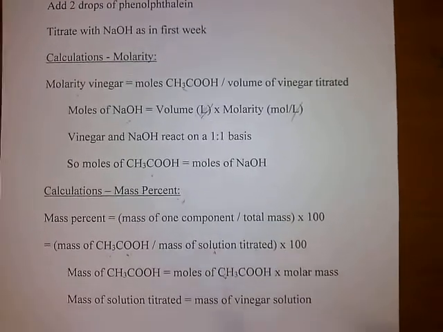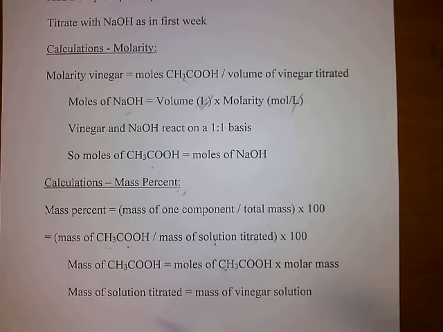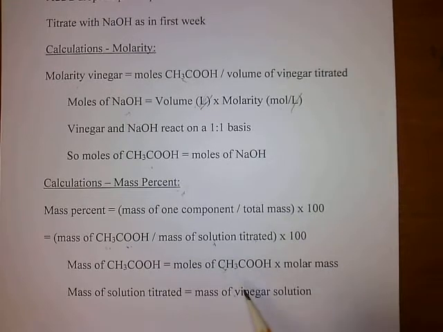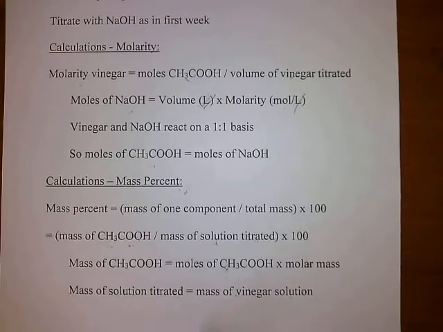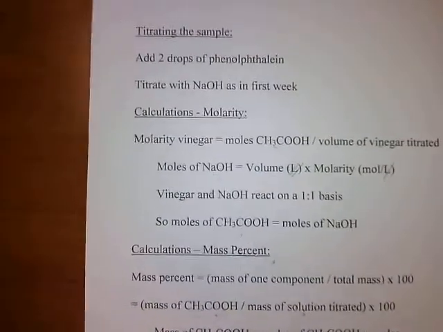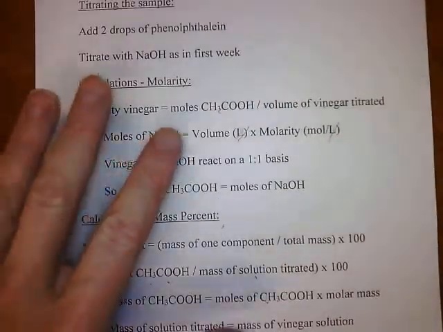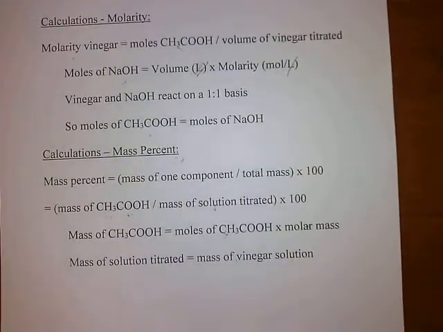So the mass of the solution titrated, that's basically your mass of your vinegar solution. So one more time then, your mass percent is the mass of the acetic acid in the vinegar divided by the total mass of the vinegar, mass of the solution that you titrated, times 100 to convert it into a percent. And that's how you do the calculations for the molarity and the mass percent.